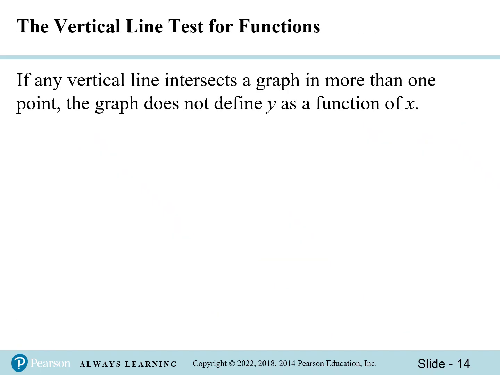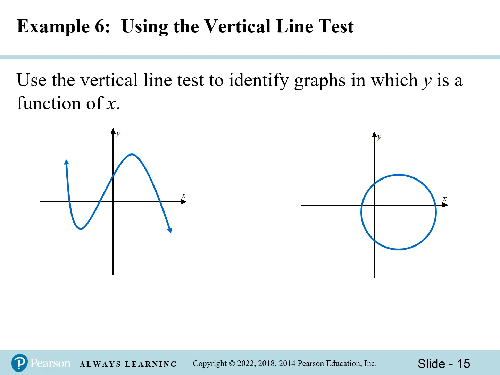Next, we have the vertical line test for functions. If any vertical line intersects a graph in more than one point, the graph does not define y as a function of x. So we have 2 examples there. For the first one, A, if I draw a vertical line, I can't draw a vertical line where it could cross more than once, therefore it is a function.